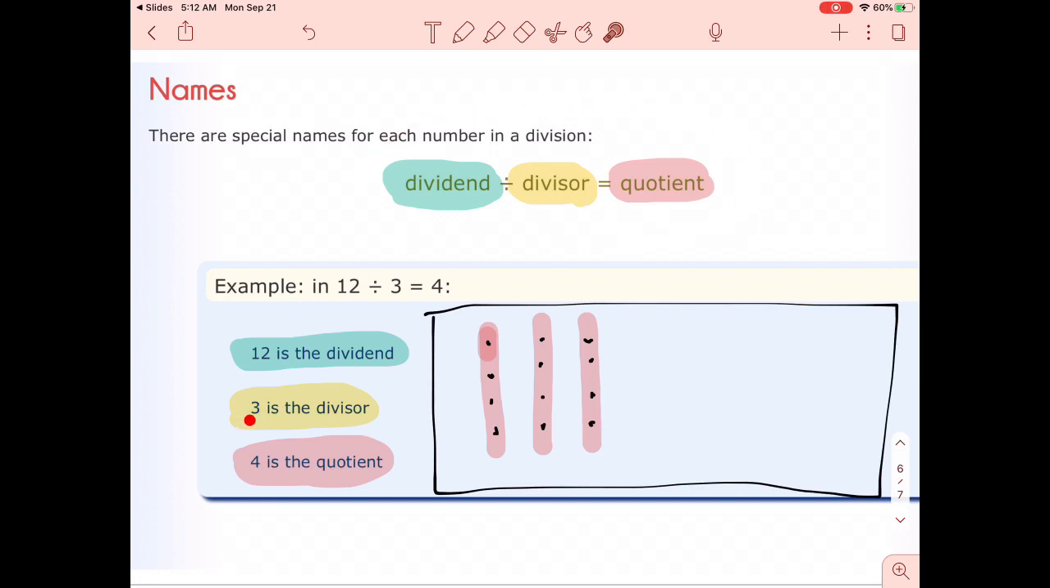3 is the divisor. And lastly, how much does each person get, or what is the answer? So let's look. How much does each person get here? Looks like each person got 1, 2, 3, 4. So which term represents how much each person got? The quotient. That's 4. That's the answer.